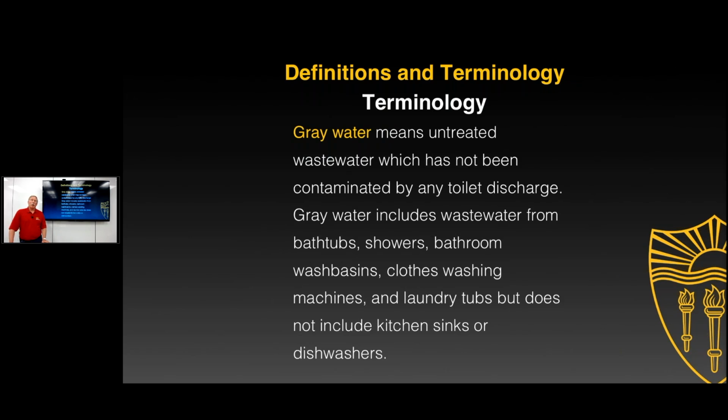As compared to gray water, and this is where, again, terminology can change dramatically, gray water means the untreated wastewater which has not been contaminated by any toilet discharge. So we find a lot of these areas where gray water includes the wastewater from bathtubs, showers, bathroom wash basins, clothes washing machines, laundry tubs, but does not include kitchen sinks or dishwashers. So this is generally the separation between gray water and recycled water. You'll see there is no toilet sewage contamination that you may find in the recycled water.